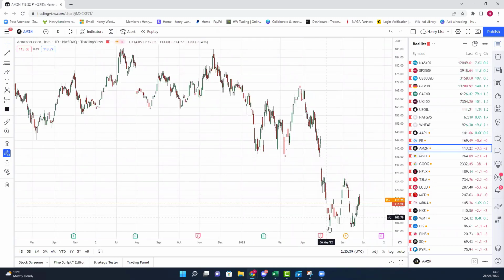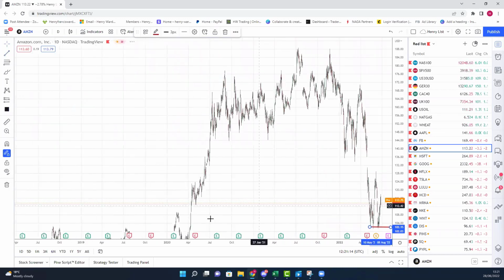Amazon. So Amazon has sort of had a triple bottom here. And it's bounced off here three times. And it seems that once it gets to this point, there seems to be a little bit of a level of support at that point, and I can see now why.